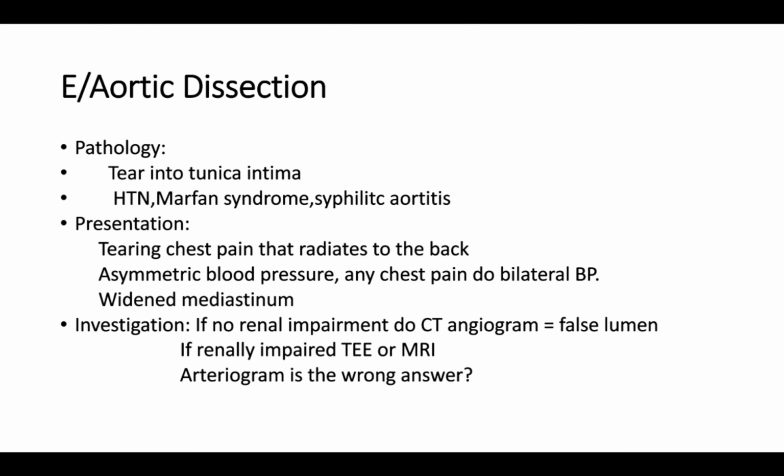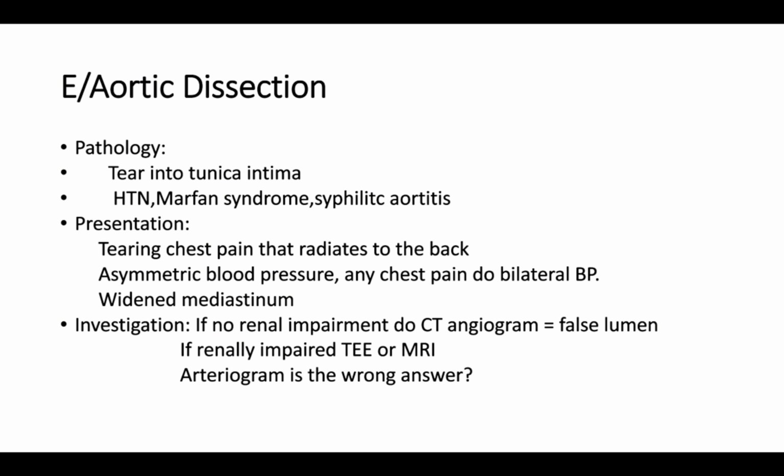Next, we're going to speak about the aortic dissection. Pathology is a tear into the tunica intima, as we said earlier. Risk factors: hypertension, Marfan syndrome, syphilitic aortitis. Presentation: usually your patient will present with tearing chest pain that radiates to the back. Asymmetric blood pressure. Any chest pain, do bilateral blood pressure, because the chest pain could be aortic dissection. And you will find widened mediastinum.